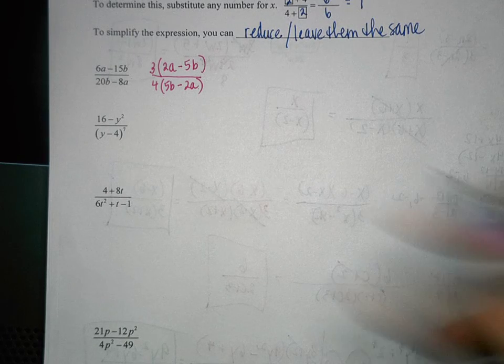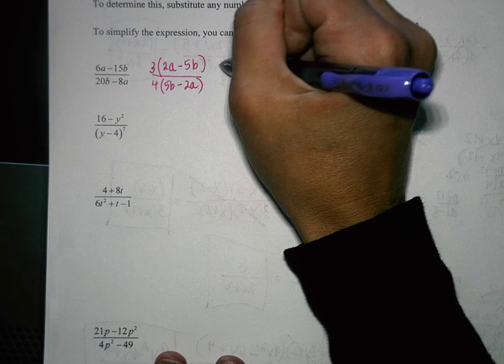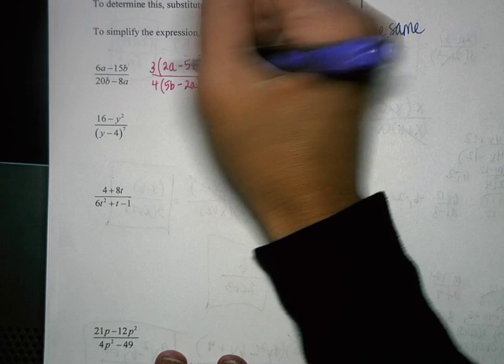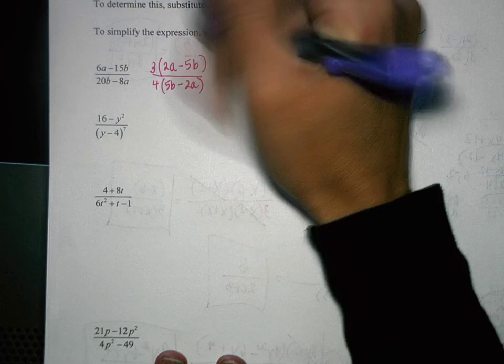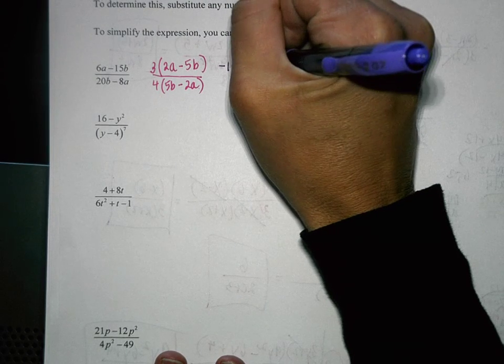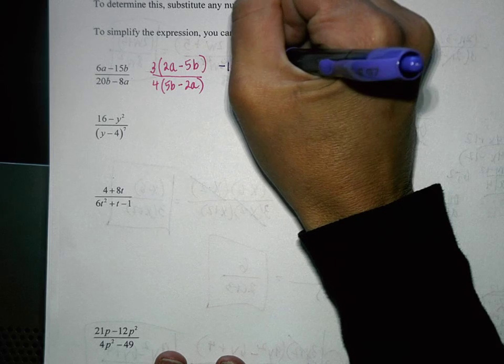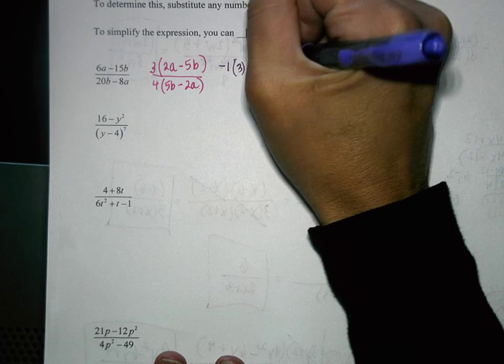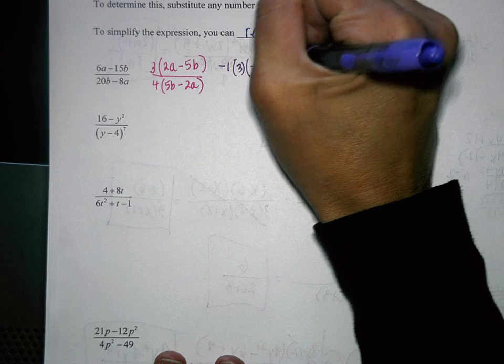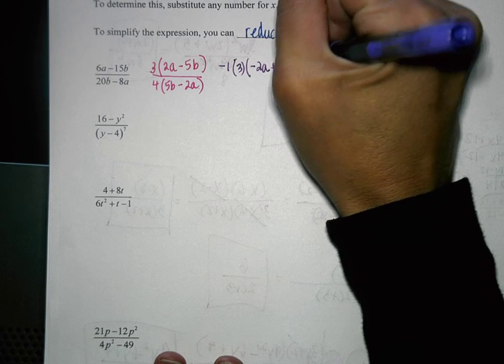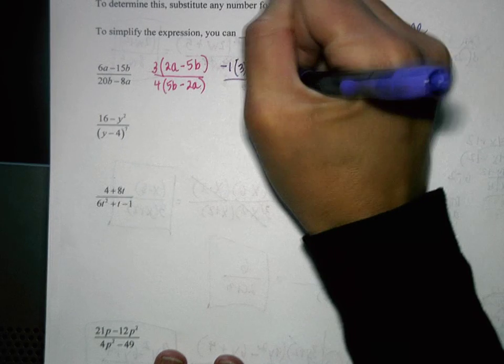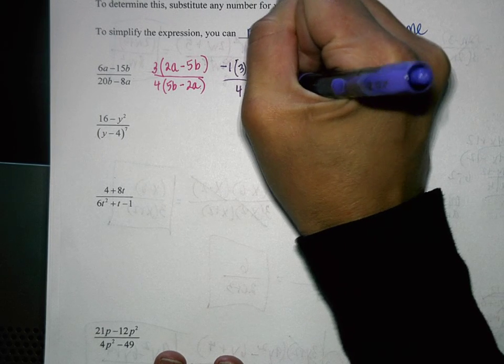And so to just kind of show you the long way, you could end up doing the negative through the top or the bottom over here. But in this case, I'm going to take out a -1, and I still have that 3 that's in front. And then when I do that, I end up with a -2a and a positive 5b. And the bottom here is staying the same, 5b minus 2a.